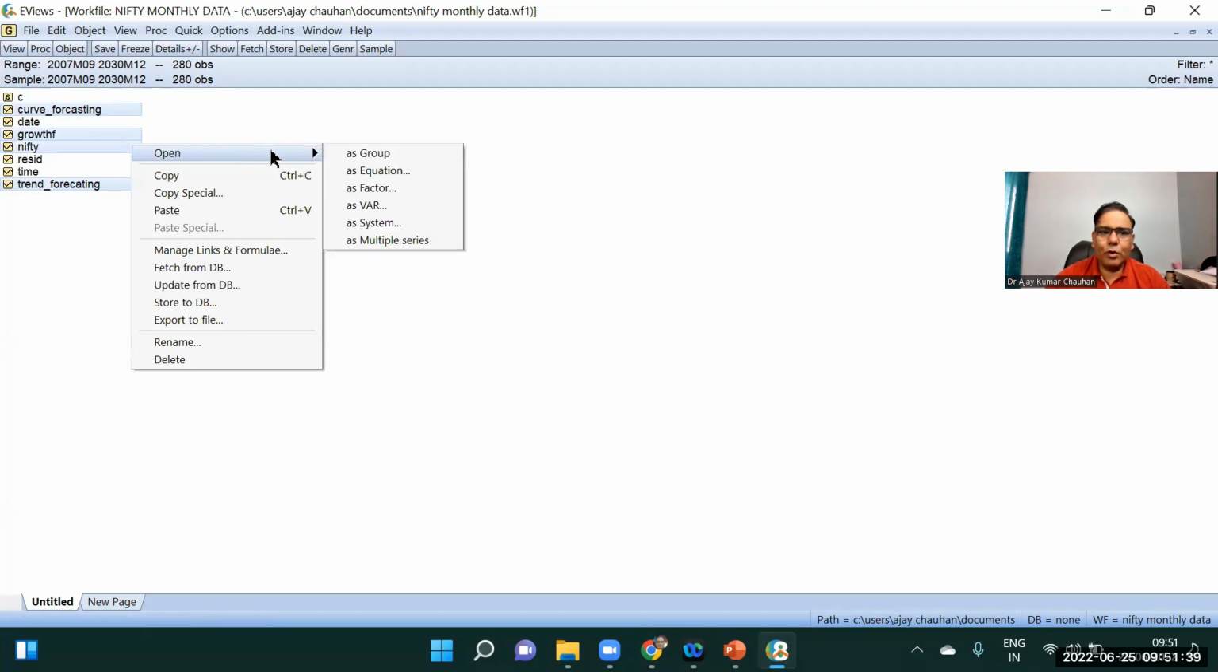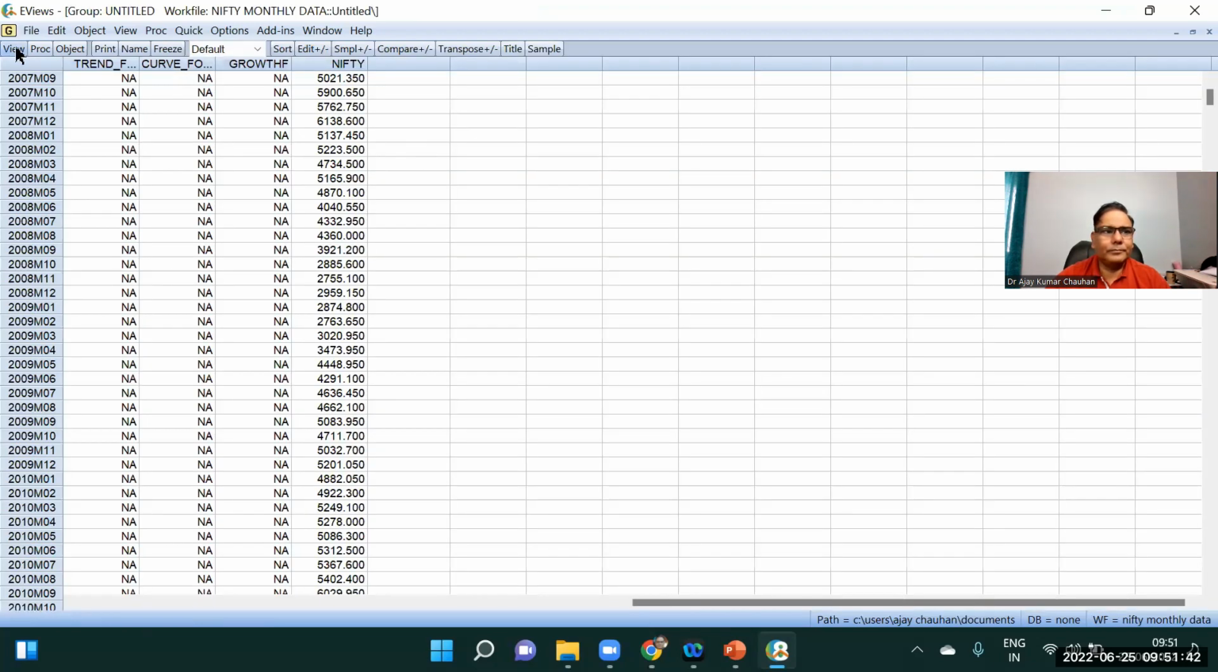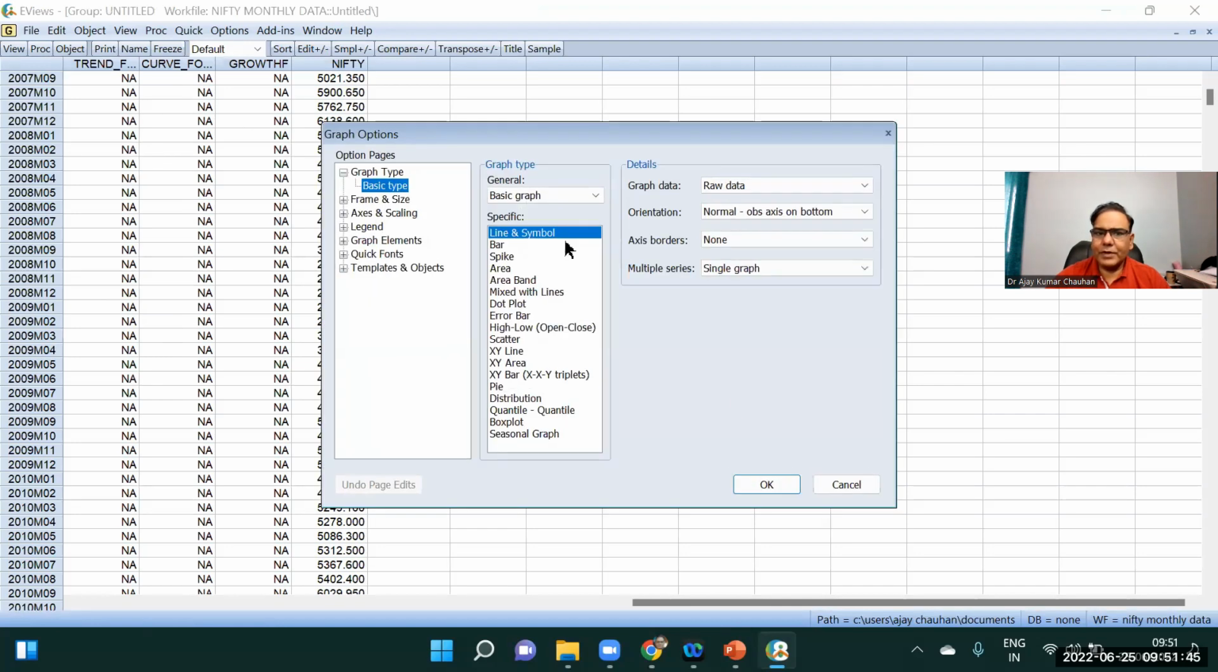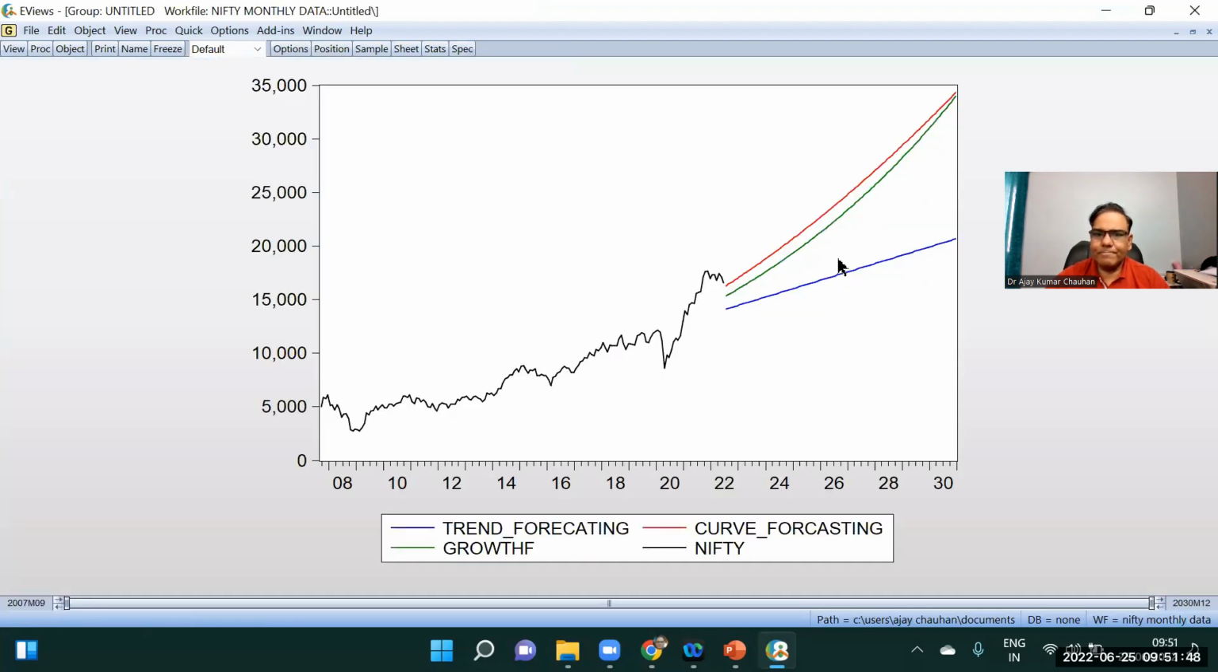So if I plot in total, the three forecastings look like this. And whenever you make this plot, you can also write that the R square is 85%, the 89%, and the red is 92%. So we are having more explanatory power in case of red. However, the end is the same in both the cases. Both growth forecasting and curvilinear forecasting are representing this value, which is around 35,000.